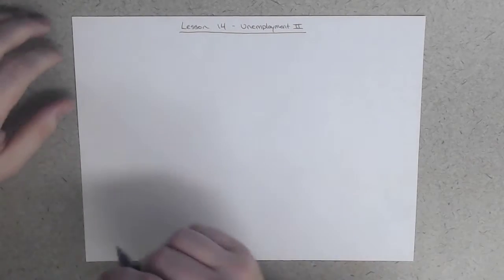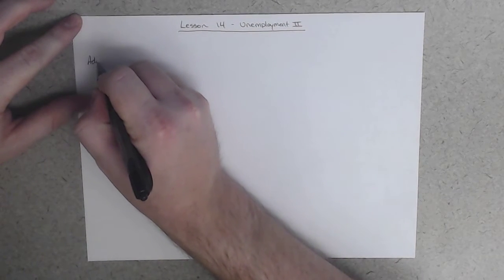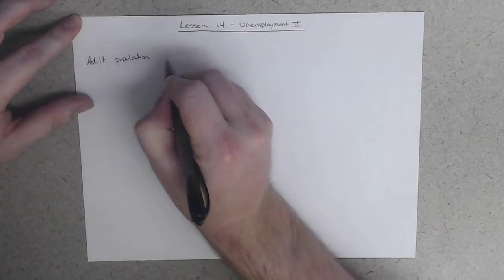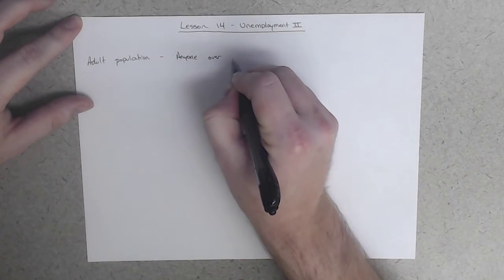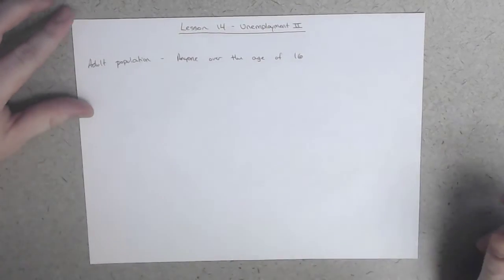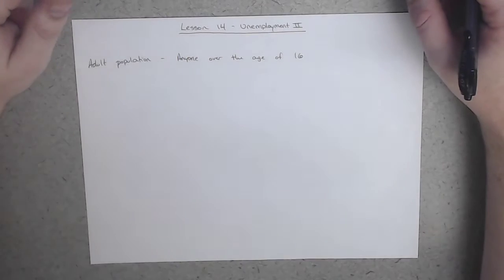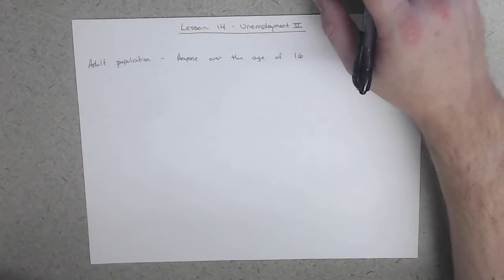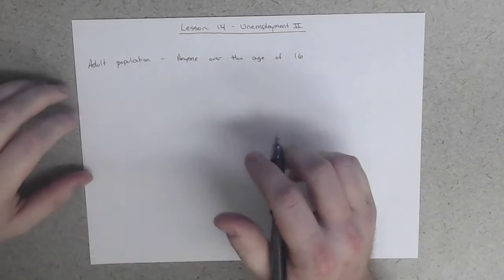So a couple more terms that we want to go over. We have what's known as the adult population. Okay, and this is anyone over the age of 16. Okay, this is everyone in the country over the age of 16. And what this allows us to do is calculate something that we call the labor force participation rate.